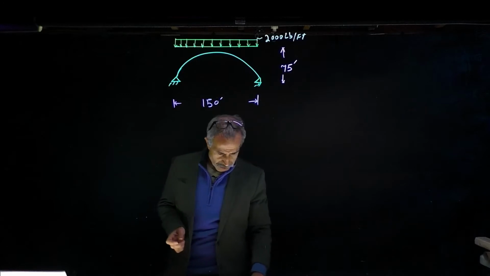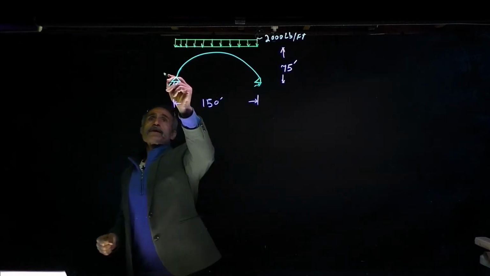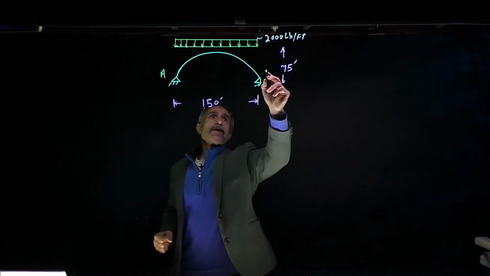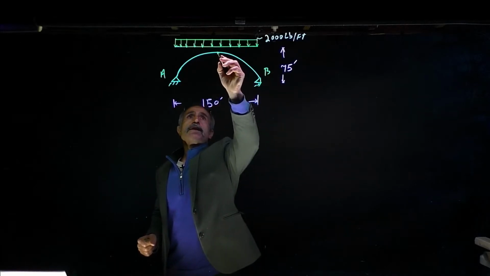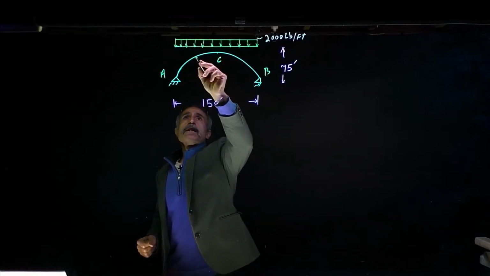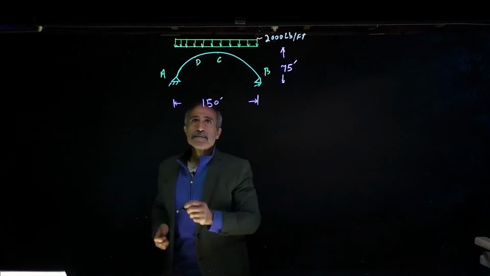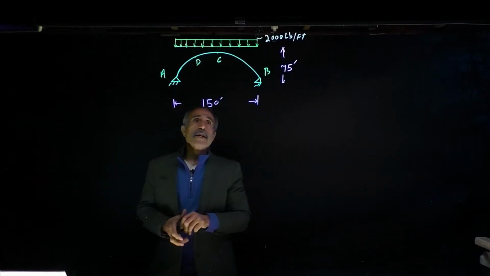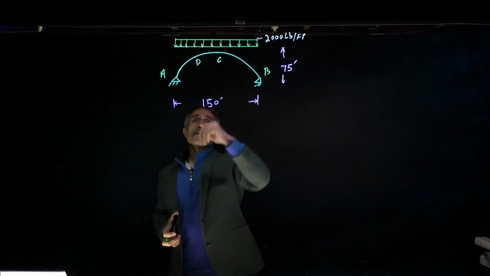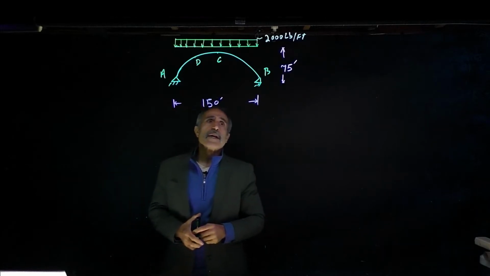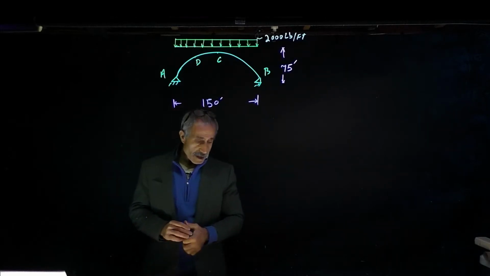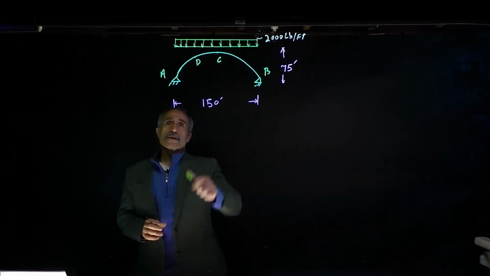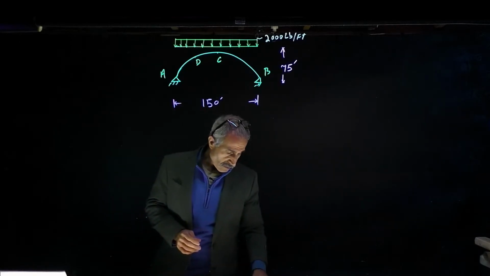Let's put a name or a number on here. I'm going to call this point A, let's call this B, and this point C, and right here called D. And the arch height is about 75 feet at the center, at the crown, and our goal is to find the reaction and the horizontal thrust over here for the foundation.